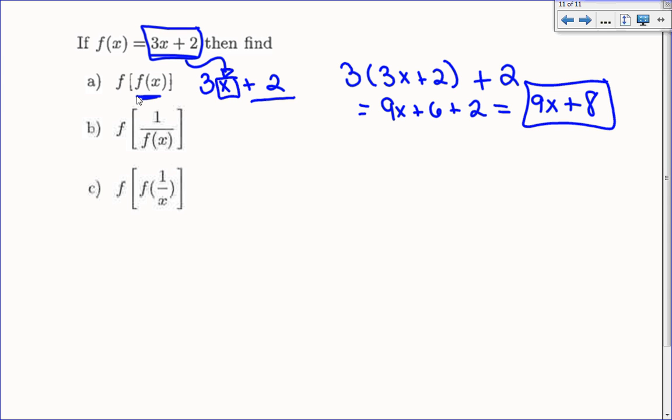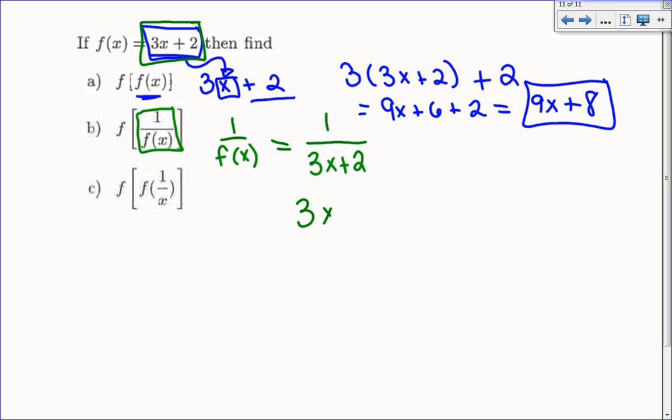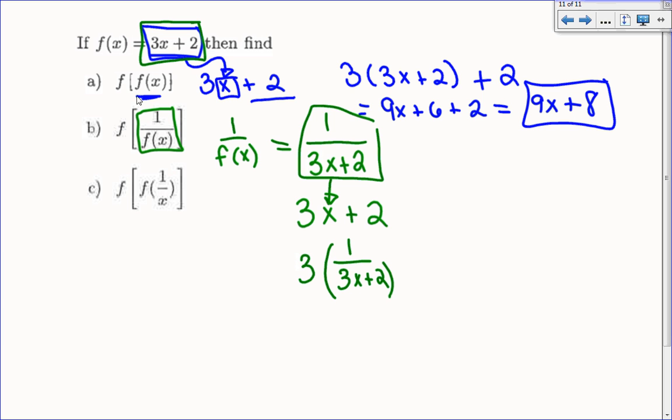Okay, f of 1 over f of x, we haven't looked at that yet. 1 over f of x means exactly what you think. Take 1 over your function. If this is f of x, we'll have 1 over 3x plus 2. Then it's telling us, take that and substitute it into the x of f of x. So we know f of x is 3x plus 2. We're going to take 1 over f of x, and substitute it in for this x in f of x. So we'll have 3 times 1 over 3x plus 2, and then this plus 2.